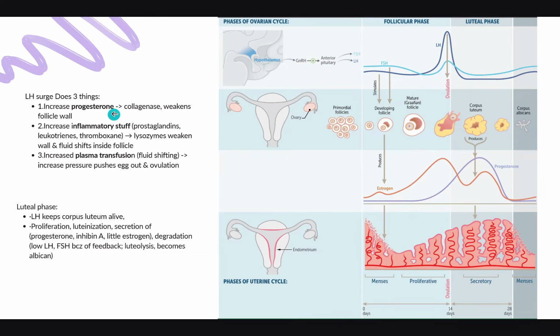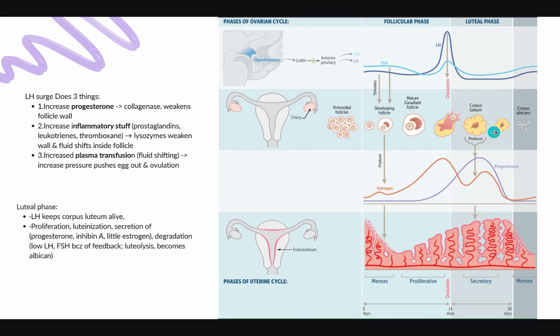First, the luteinizing hormone starts increasing progesterone levels a bit. And this progesterone goes and activates collagenase. Collagenase is something that weakens the wall of this follicle. That's one thing. Second, it leads to inflammatory cytokines like prostaglandins, leukotrienes, and so on to be created inside this follicle. And again, this leads to activation of lysozymes, which again weaken the wall and also lead to leakage of fluid inside this follicle. Now, when the fluid leaks inside, which is called plasma transfusion, the pressure inside increases. Now, the pressure inside, along with the weakened wall, pushes the ovum or the egg outside, and this leads to ovulation. All right, this happens mid-cycle.